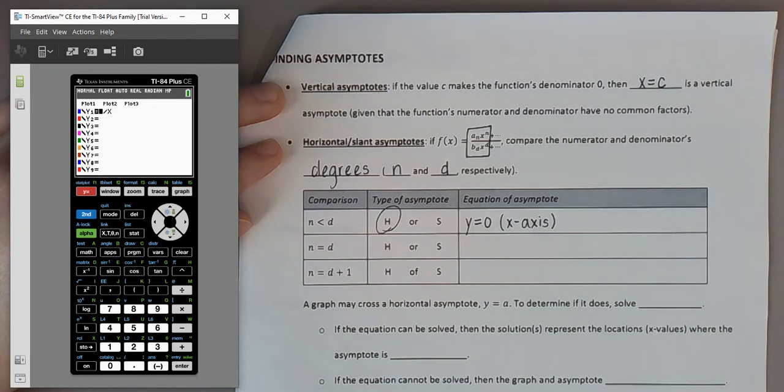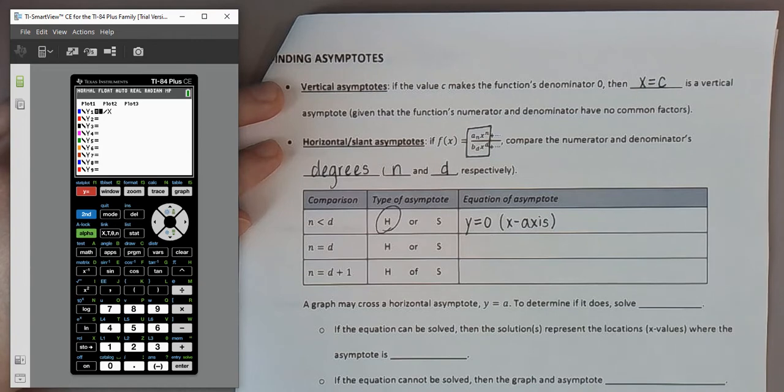So notice the function itself, 1 over x, well, the numerator is just a constant. So we would say the highest exponent in the numerator is actually 0. Because there's no x, we can think of it as x to the 0 power. In the denominator, we have an x. We can think of that as x to the first power.